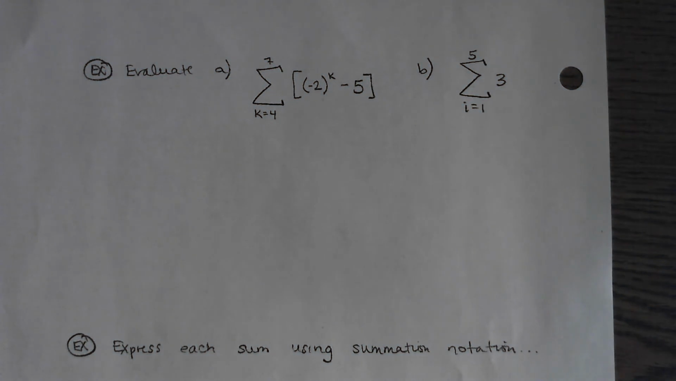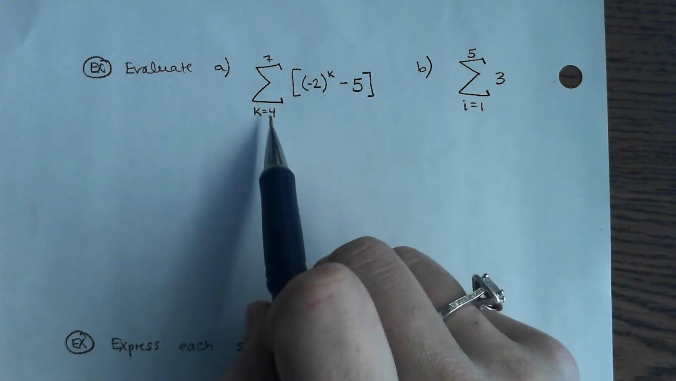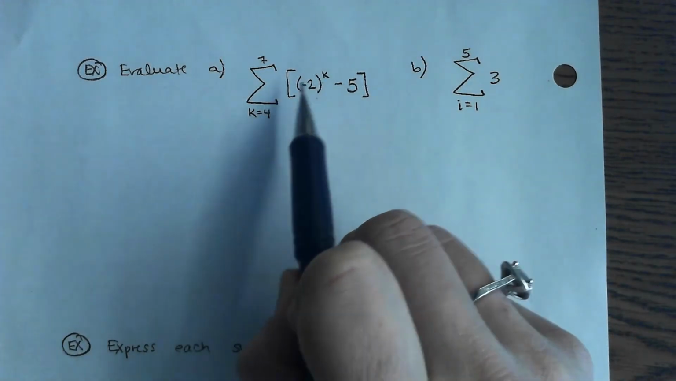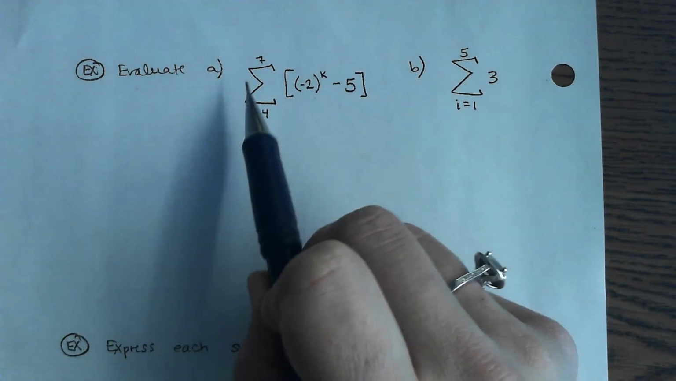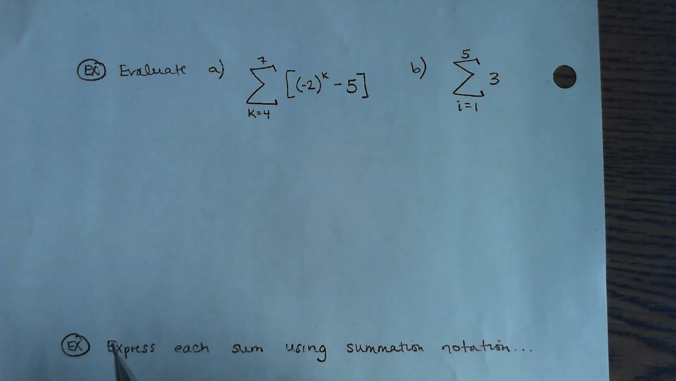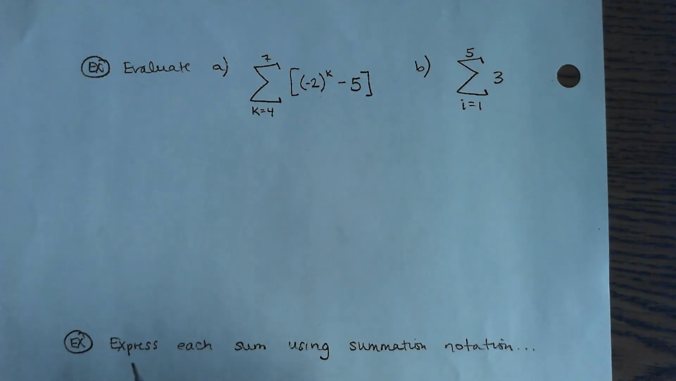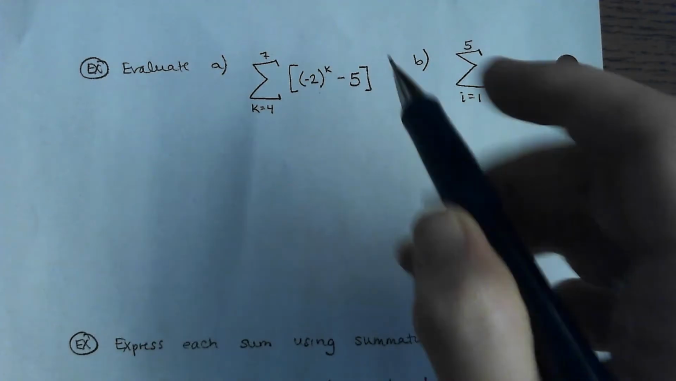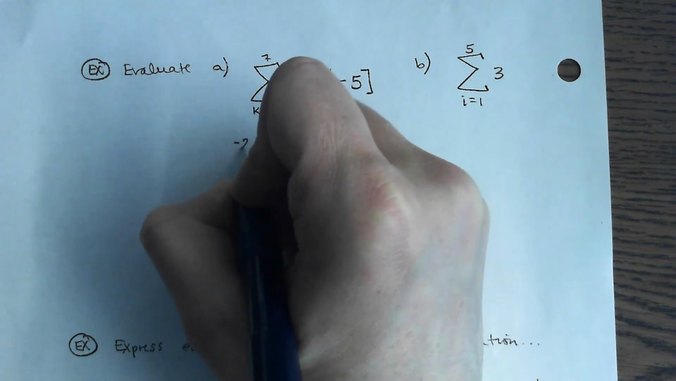What's this notation? Summation notation, right? You plug in a 4, you plug in a 5, you plug in a 6, you plug in a 7, and you do what with all those terms? Add them all together.